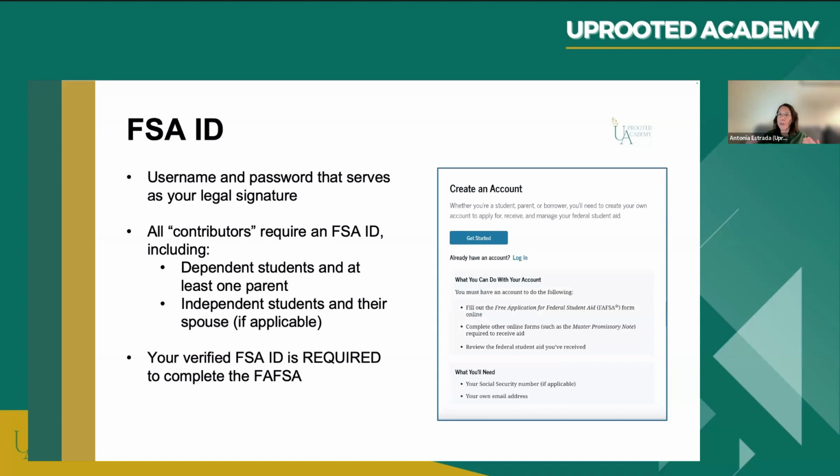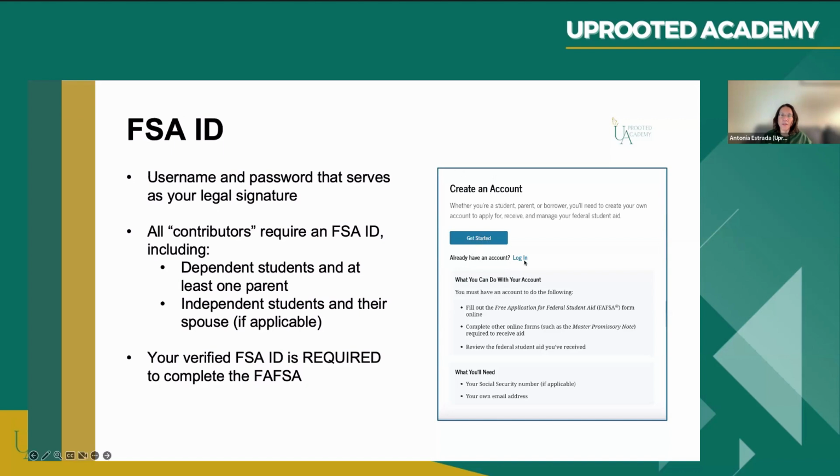Every student is a contributor on their own FAFSA. For dependent students, in most cases, at least one parent will be a contributor. And your verified FSA ID is required to complete the FAFSA. So to create an FSA ID, if you haven't already, go to studentaid.gov and click on Create Account.